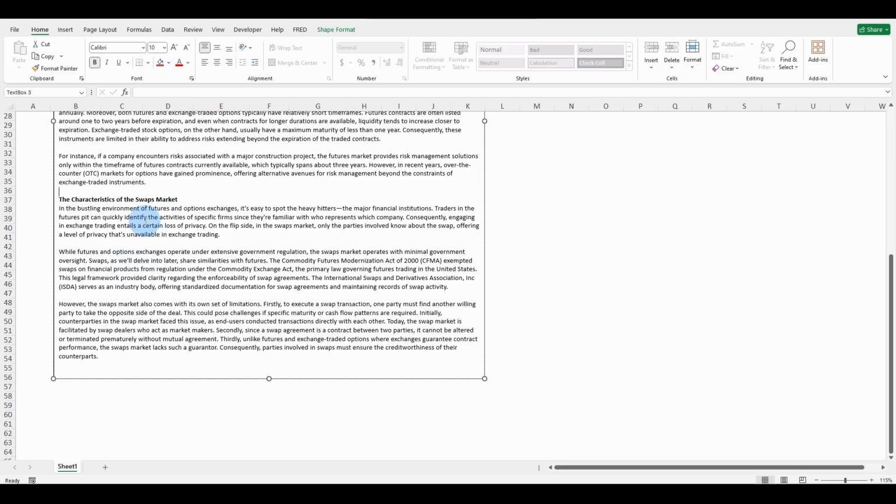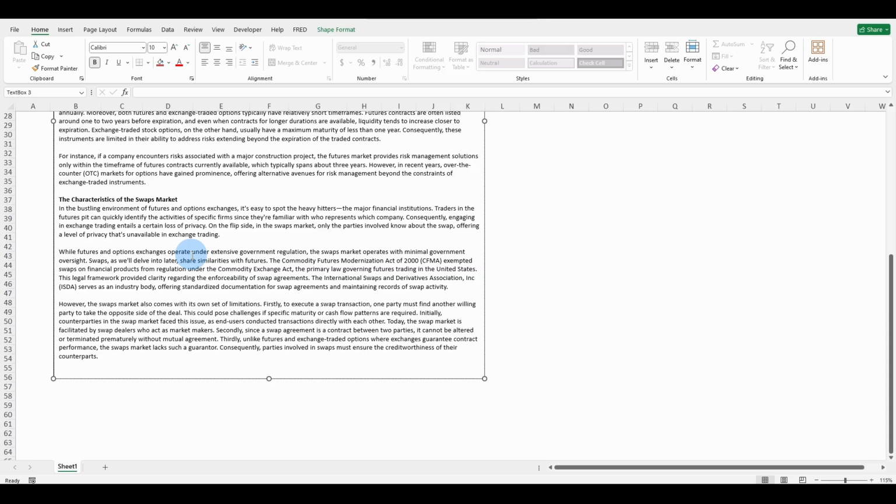The characteristics of the swap market. In the bustling environment of futures and option exchanges, it's easy to spot the heavy hitters, the major financial institutions. Traders in the former futures pit can quickly identify the activities of specific firms since they're familiar with who represents which company. This is dated information, as I have stated. Today, with 95% of all trades occurring online, there are probably companies out there that track this and sell it. Consequently, engaging in exchange trading entails a certain loss of privacy.